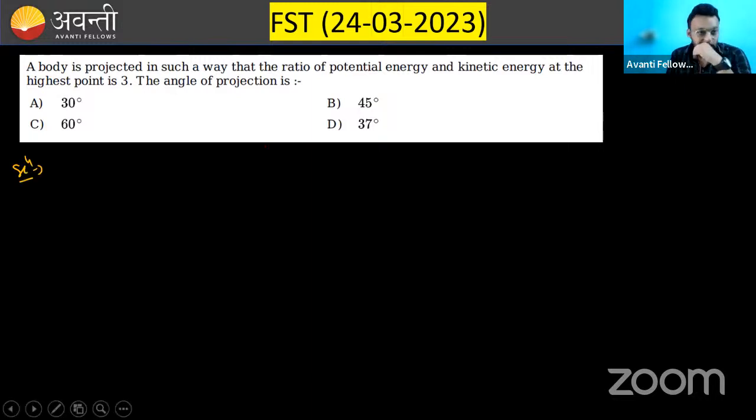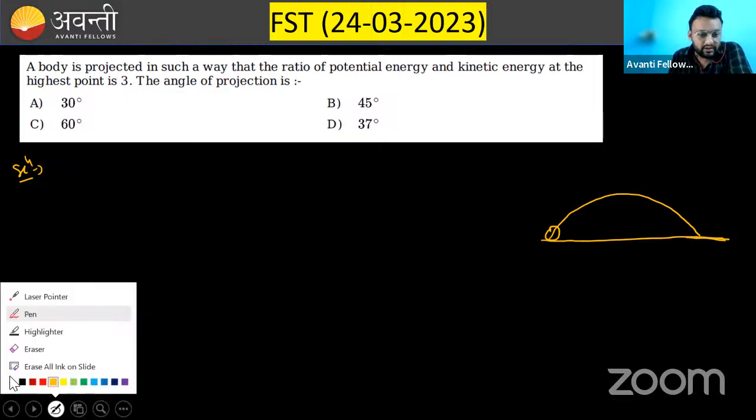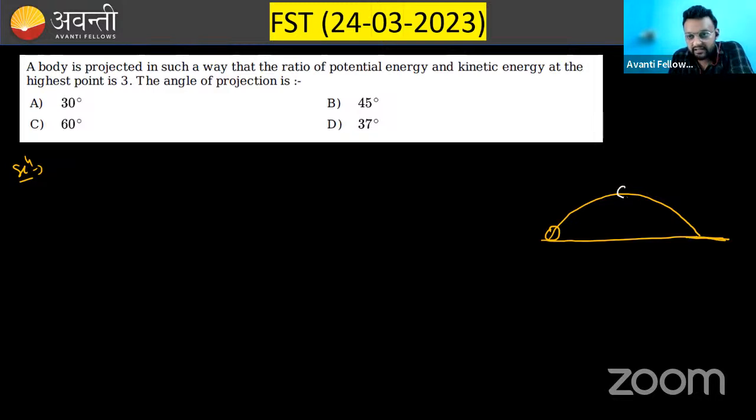Okay, so let's see. The question says, a body is projected in such a way that the ratio of potential energy and kinetic energy at the highest point is 3. So first of all, this is a question of projectile motion. Let's suppose a body is projected in this way. It will follow a path like that. They are asking about the highest point. Let's suppose this is the highest point.